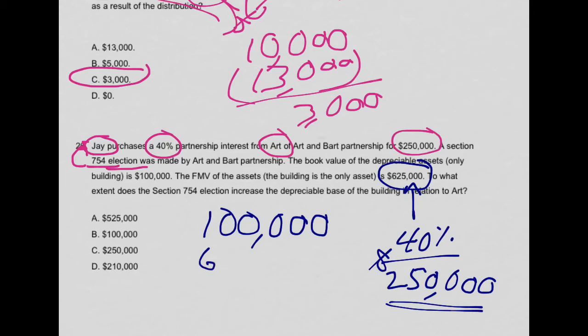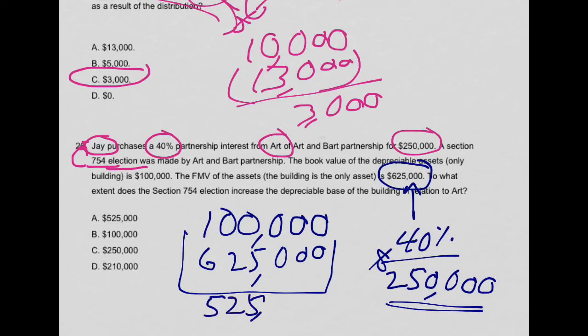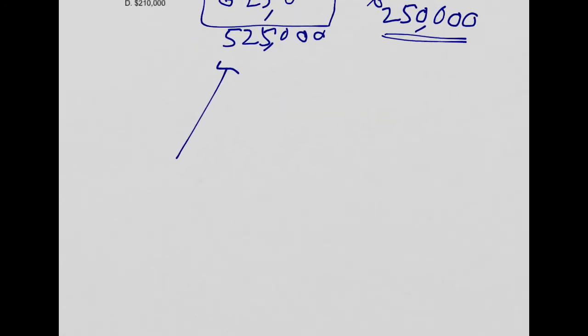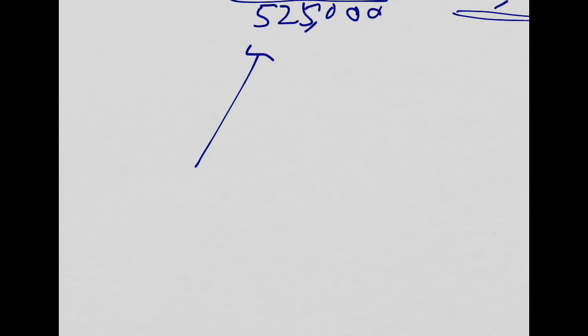So the asset value that he paid for was 625, which means that the difference is 525, and 40% of the difference of 525 is what he should get to step up his basis in. Let's see what that is. Let's see if I'm even on the right way of doing it. 40% of 525 is 210.